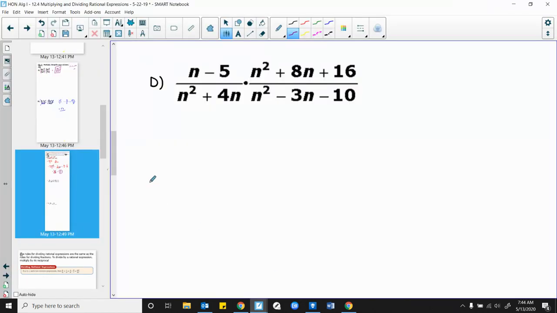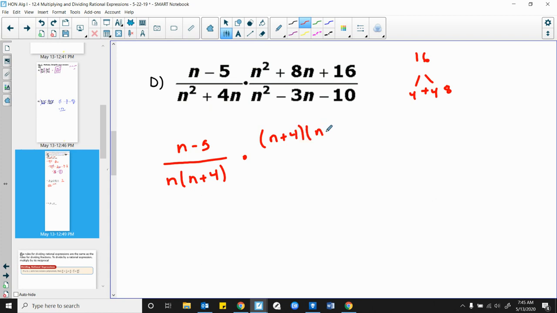Okay, now you should have these all factored out. Let's take a look at it here. First thing you're going to have on this side is just n minus 5, because there's nothing you can simplify there. Over, you can factor out a GCF of an n here, so I'm going to have n times n plus 4, times. What multiplies to get 16 and adds to get 8? It should have been 4 times 4 and 4 plus 4, so I'm going to have n plus 4 over n plus 4.